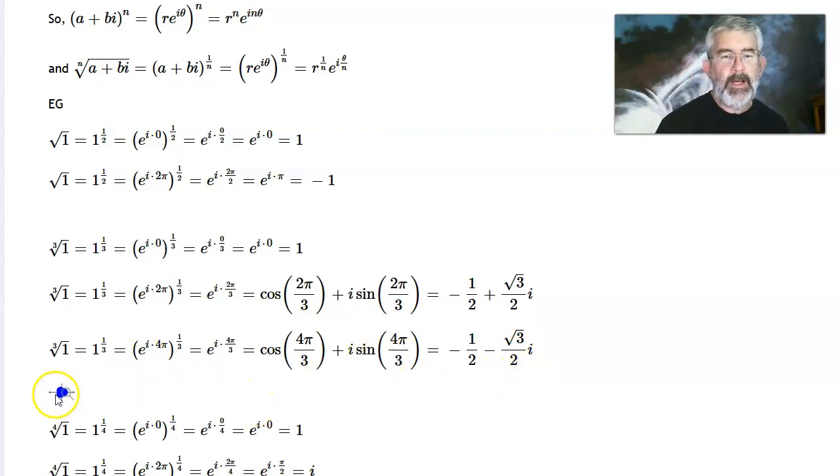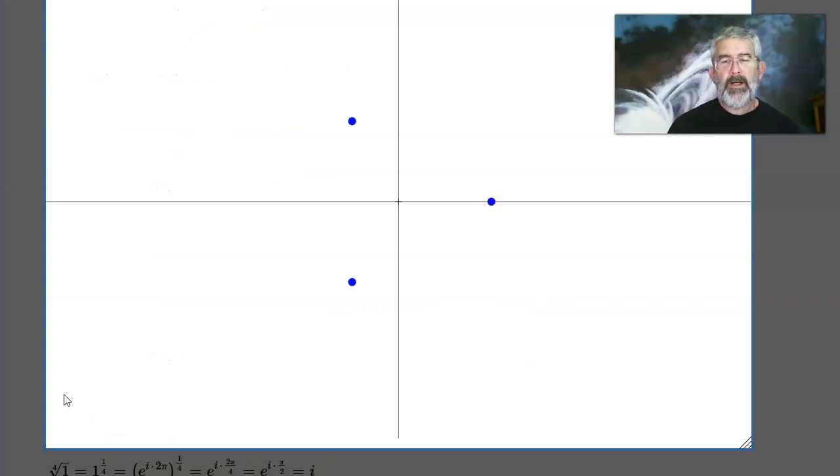I want to just take a quick look at plotting those three. There are the 3 cube roots of +1. There's 1, and -1/2 plus radical 3 over 2, and -1/2 minus radical 3 over 2. Interestingly, those 3 cube roots of 1 are on the corners of an equilateral triangle, where the distances are all the same.